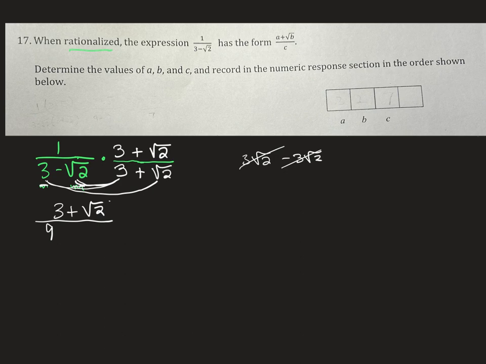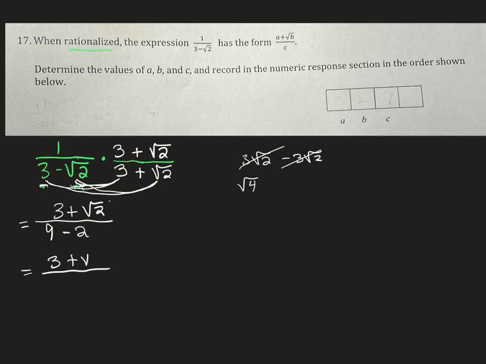All right, now on to the last. Negative root 2 times positive root 2 would be negative, negative times positive, and then root 2 times root 2 is root 4, and the square root of 4 is just 2, so I'm going to write that as just a 2. All right, so in the denominator we have 9 minus 2. Okay, we could simplify that a little bit.